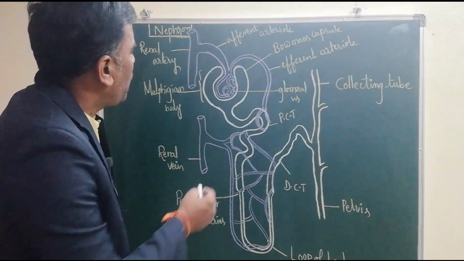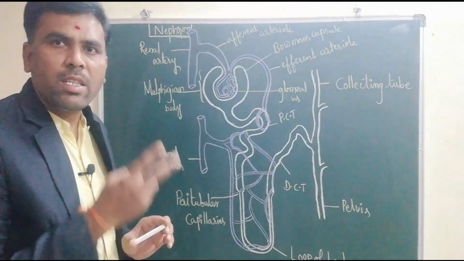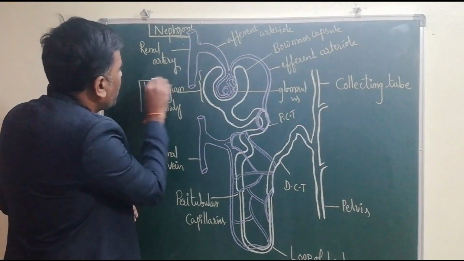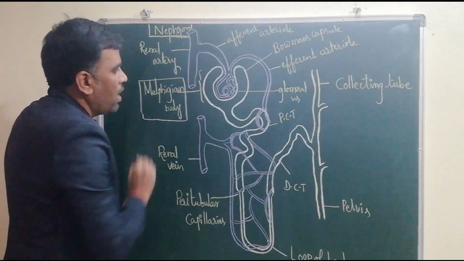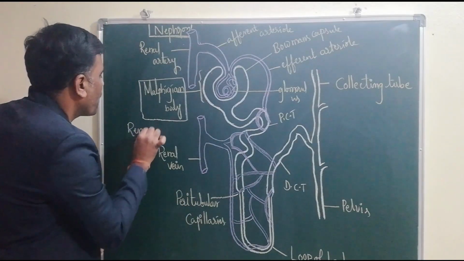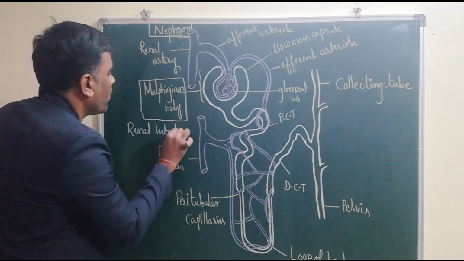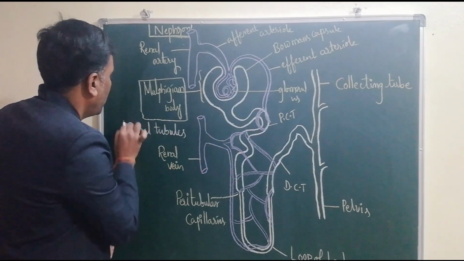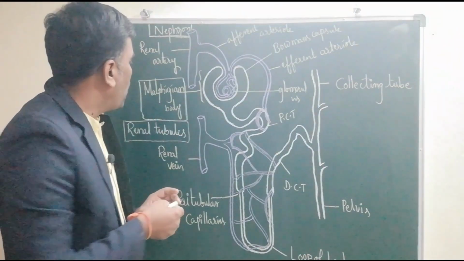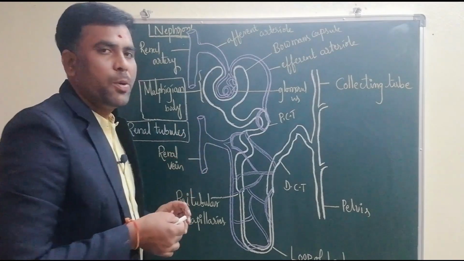Then next, if you observe, this is the structure of the nephron. The nephron has two major parts. One is the Malpighian body, and the second one is the renal tubules. Each nephron has two main parts: the Malpighian body and the renal tubules.